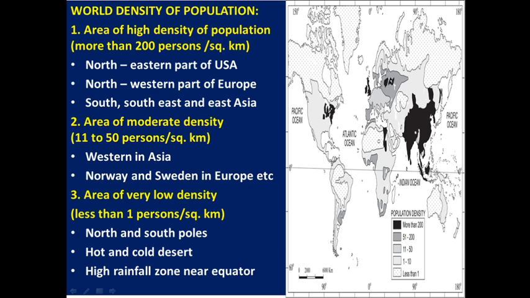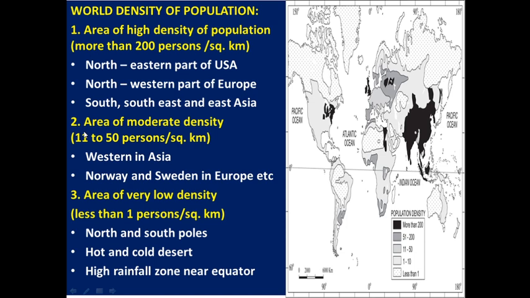North and northeastern part of Europe, northwestern part of Europe, South and Southeast Asia. The density of population is very high. These are the very dark shaded ones. In this region, the density of population is very high, more than 200 per square kilometer. The density of population is 5,000 also, 8,000 also.